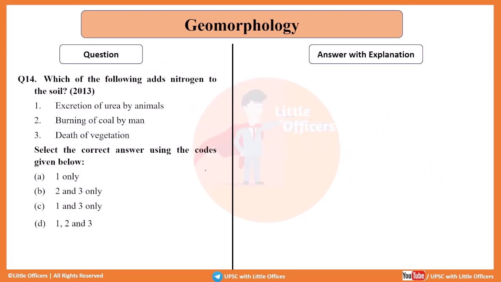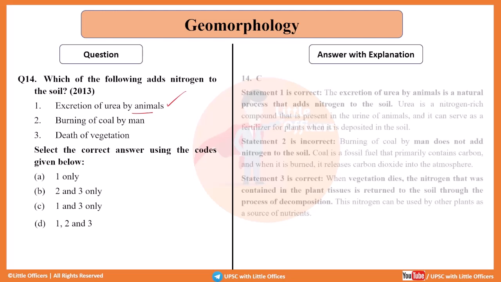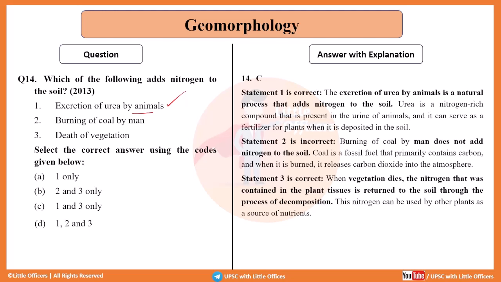Which of the following add nitrogen to the soil? Okay, if you look at the nitrogen cycle, you can easily solve it. You can link it with the environment also. Excretion of the urea by animals. This is true, because in the urea we have ammonia, okay, NH3. Okay, then later it can lead to formation of the nitrogen.